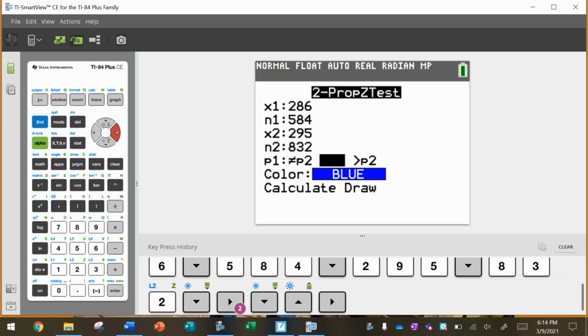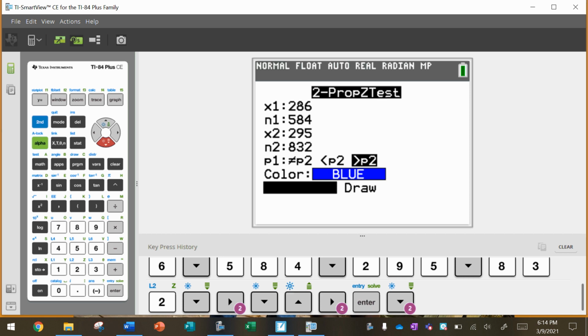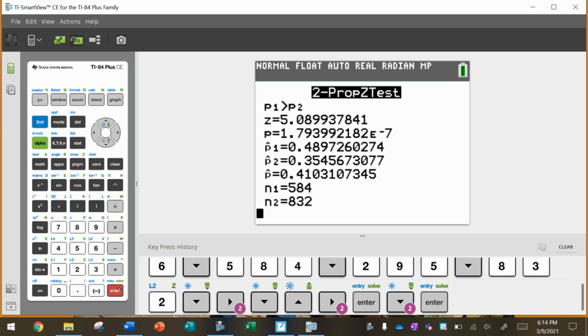Enter. And if you hit calculate, I'll give you a second. So we have the liberal, 286 out of 584, conservative, 295 out of 832. The liberal, P1, greater than the conservative. And here you go. Holy cow, what's going on here? So there's our z-score. That matches what we had. There's our p-value. That matches what we had, that really small p-value. P-hat for group 1, that was the 0.49 for the liberals. P-hat for group 2, the 0.355 for the conservatives.